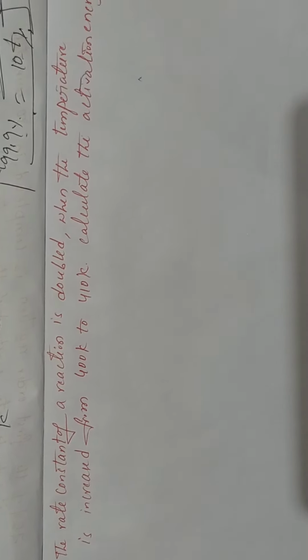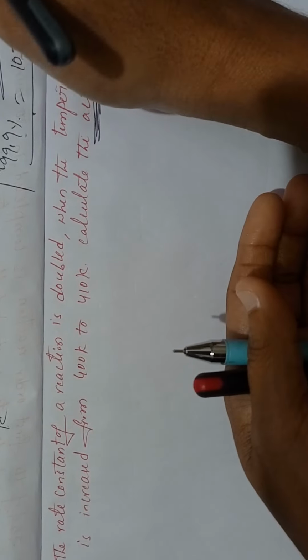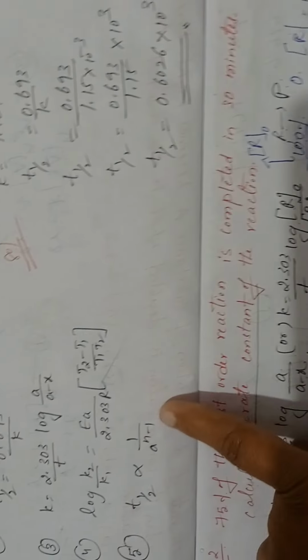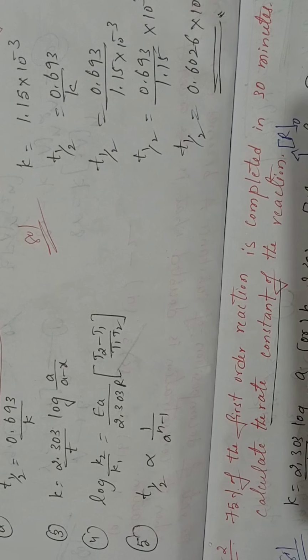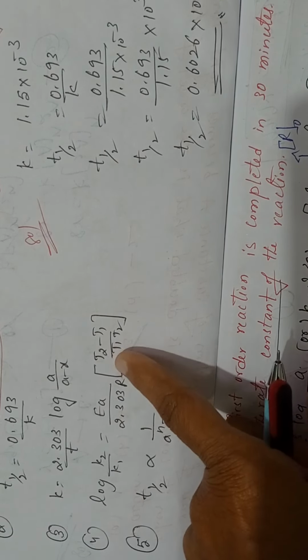Calculate the activation energy. What is the formula, students? Here you have to find the activation energy. So you remember, the formula is log of K2 by K1 is equal to Ea by 2.303 R into (T2 minus T1) by T1 T2. This formula we have to use.